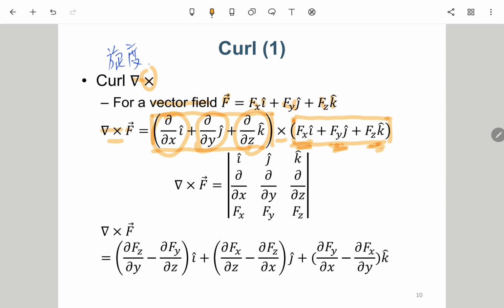It turns out to be 9 terms, and then 3 of them will be 0, because i cross i will be 0, j cross j will be 0, and k cross k will also be 0. But for other combinations, let's say i cross j will be k, j cross i will be negative k, and so on and so forth. Of course you can just try to expand it, but here we can just make use of the determinant.